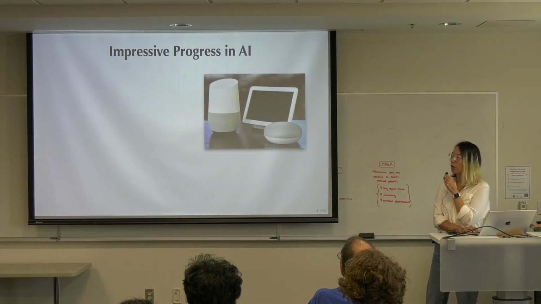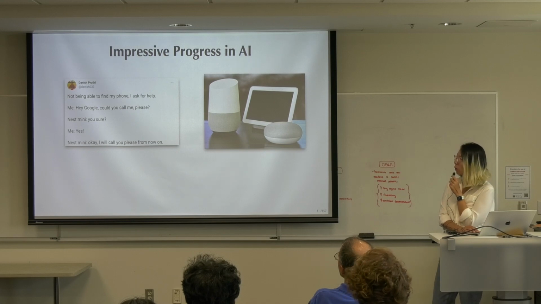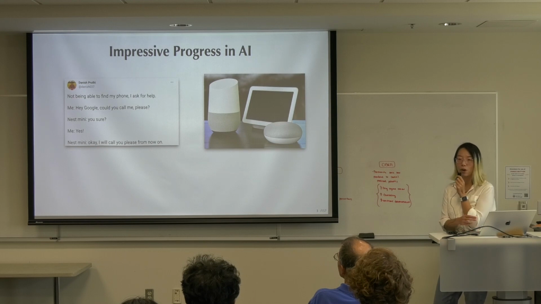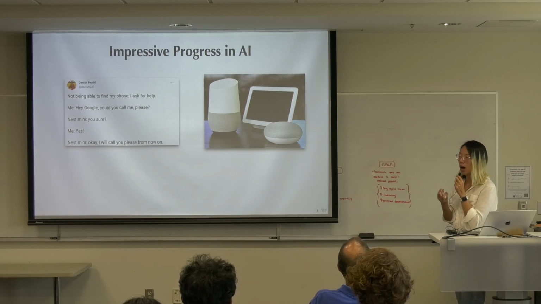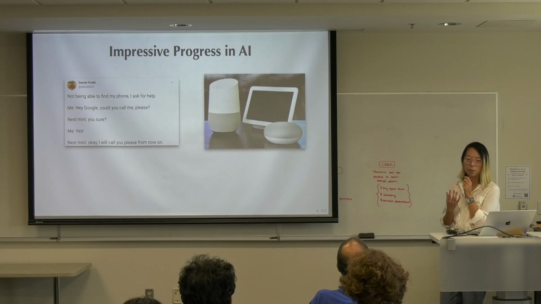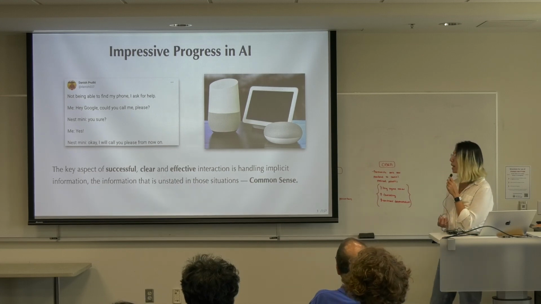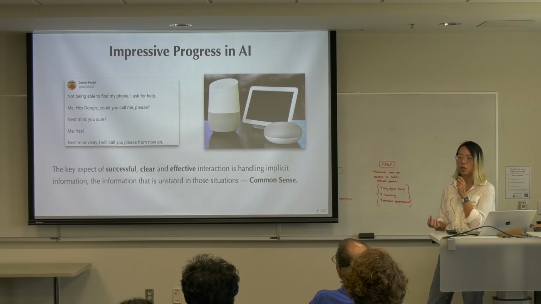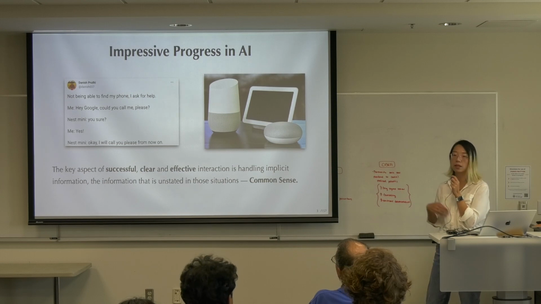Take this example. We're using a Google Home and someone asks, I'm not able to find my phone. Where is it? Could you call me please? And then Google said, okay, now I will call you please. I will call you please from now on. This mistake happens because the model doesn't know that please is not necessarily a person's name, it's just a way that we say things. So the key aspect of a successfully deployed system is handling this implicit information, information that is not stated in the text, this kind of common sense knowledge.